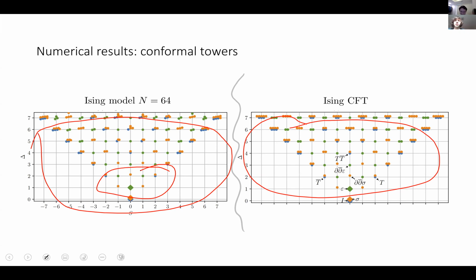I see. Okay, it was not clear to me. You're explicitly conserving momentum in your setup. It's an explicit quantum number that you're keeping track of. Yeah. I see. Thanks.